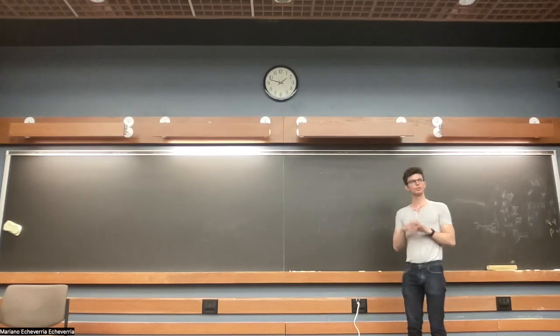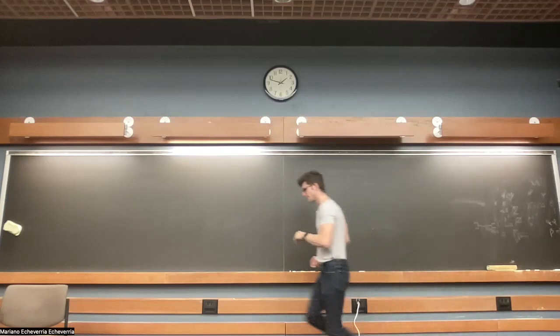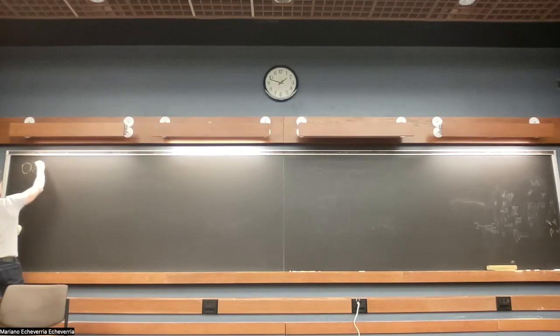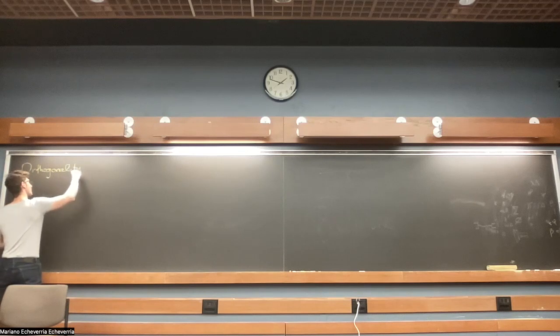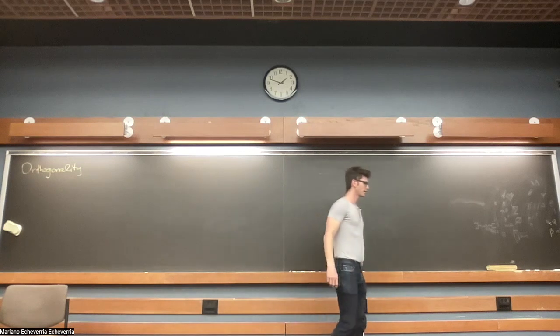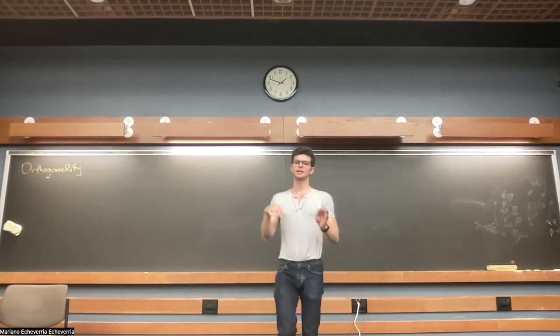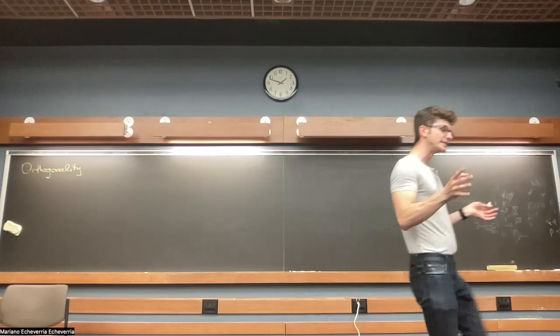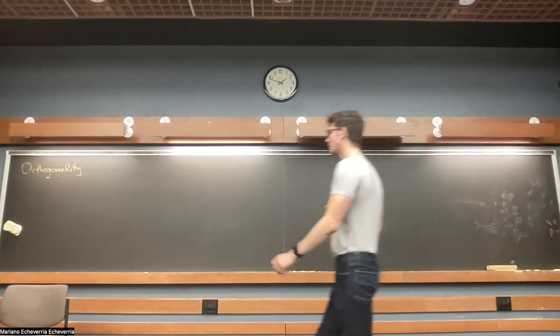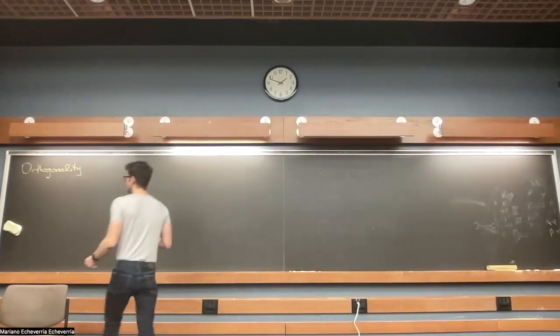Okay, so today we still continue talking about orthogonality. Remember the idea that a vector space has infinitely many bases. Now what we're looking for is bases with extra properties. So this extra property will be that it is an orthonormal basis.